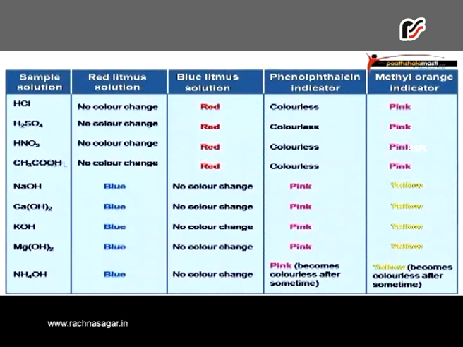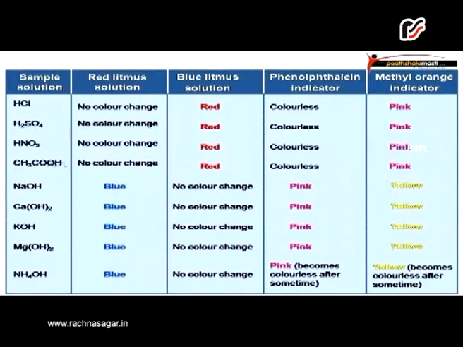It shows all acids turn blue litmus red, phenolphthalein remains colorless and methyl orange becomes pink, whereas all bases turn red litmus solution blue. There is no effect on blue litmus. Phenolphthalein indicator turns pink and methyl orange becomes yellow in color.